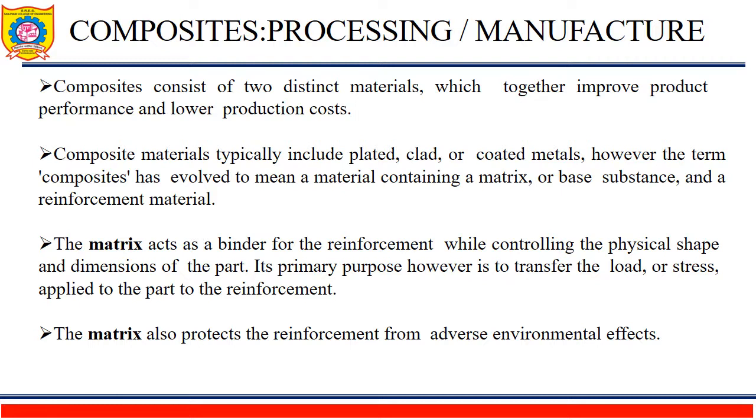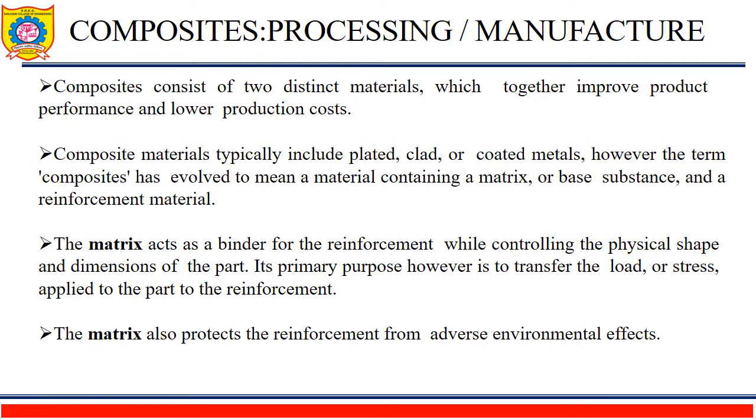Let us now learn the processing or manufacturing part of composite materials. How can composite materials be processed or manufactured? Composites consist of two distinct materials which together improve the product performance and lower production cost. Composite materials typically include plated, clad, or coated metals. However, the term composites has evolved to mean a material containing a matrix or base substance and a reinforcing material.